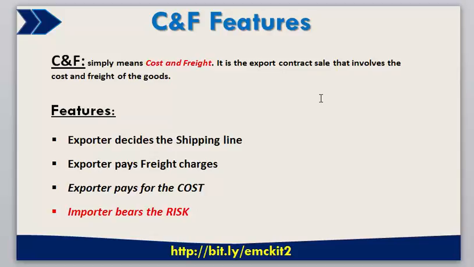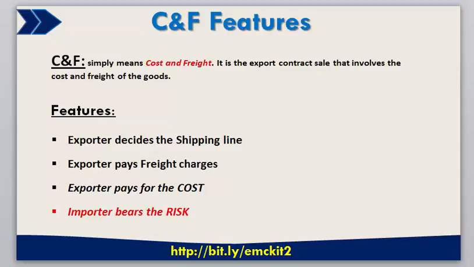It means that you are the exporter, you made the goods available for transportation, you clear the cost, you decide the shipping line, you also pay for the cost, and at the same time you pay for the freight to the port of destination. The only thing right here is that your importer bears the risk, he pays for the insurance. You understand now? So he bears the risk only while you pay for the freight and at the same time the cost of the production down to the port of destination. That's the features for C and F.